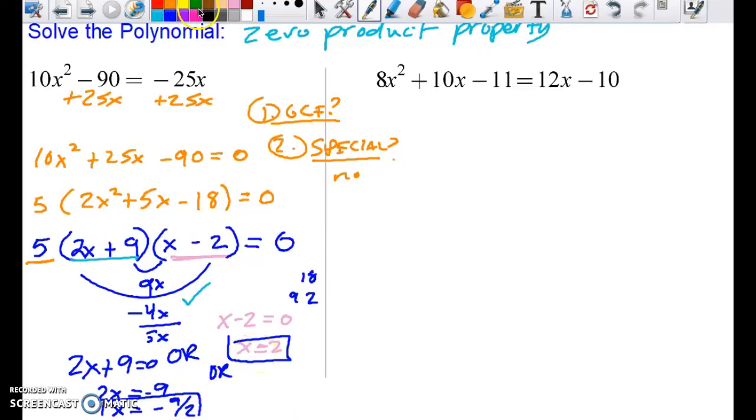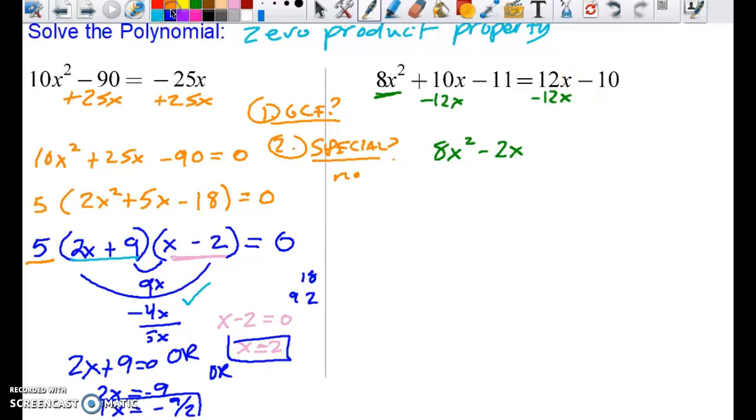All right, this one on the right is kind of a doozy, but don't be distracted by how many things there are. We just want to get one side equal to 0. So I have the quadratic term over here, the 8x squared. I'm going to leave that on that side and start moving the other stuff over to the left. So I'm going to subtract 12x. I have 8x squared, 10 minus 12, negative 2x.